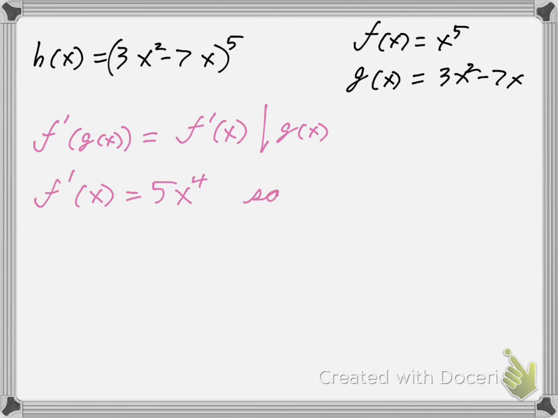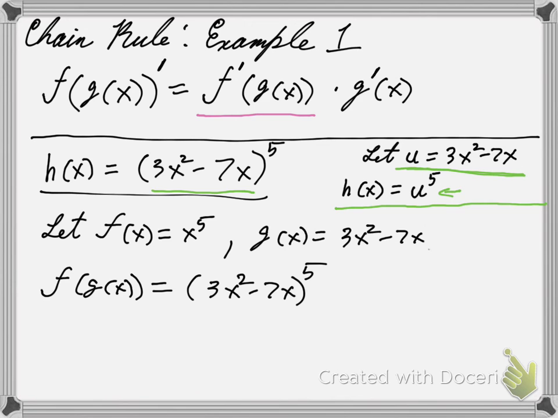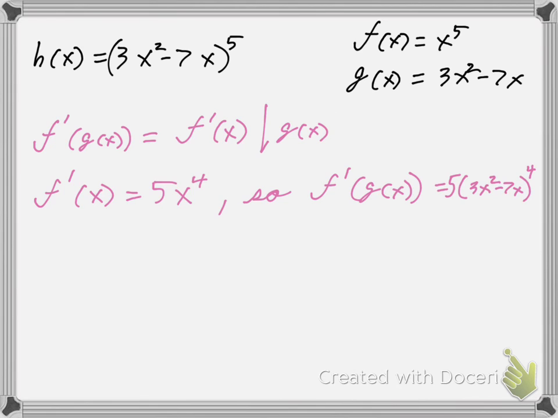So the derivative of f with respect to g of x is (3x squared minus 7x) to the power of 4. Okay, so that's the first part. The other part we need to find is the derivative of g with respect to x. Usually that's a bit simpler because you don't have to plug anything in after the fact. It's already in terms of g. Of course, the derivative of g with respect to x is 6x minus 7, and that's the second part we need.